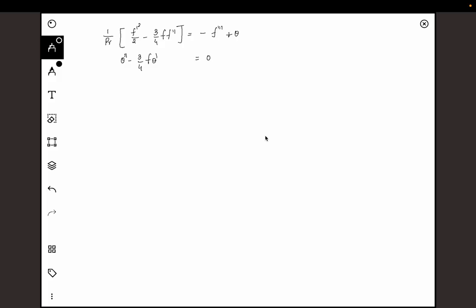So this is the governing. These are two equations that we have, and we are trying to solve for f and theta, provided the boundary conditions. So this is a third order differential equation. So f should have 3 boundary conditions, and theta is a second order differential equation. So it should have 2 boundary conditions.